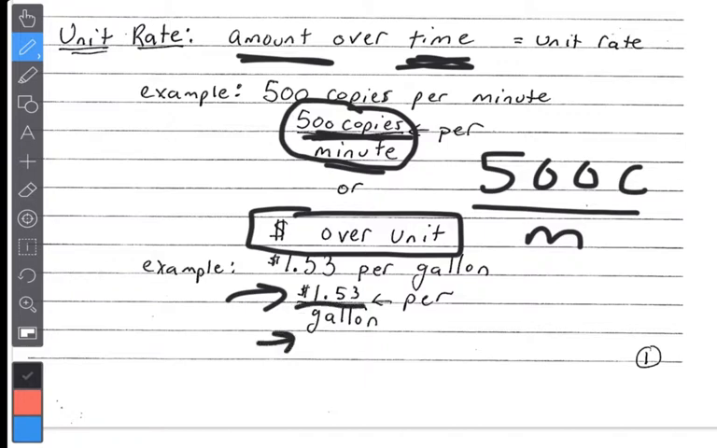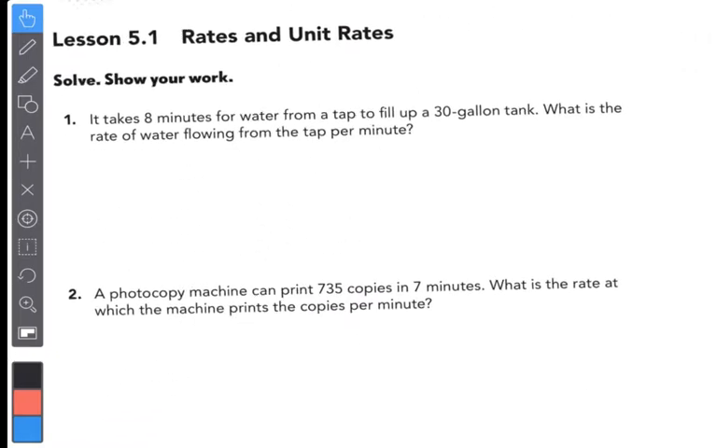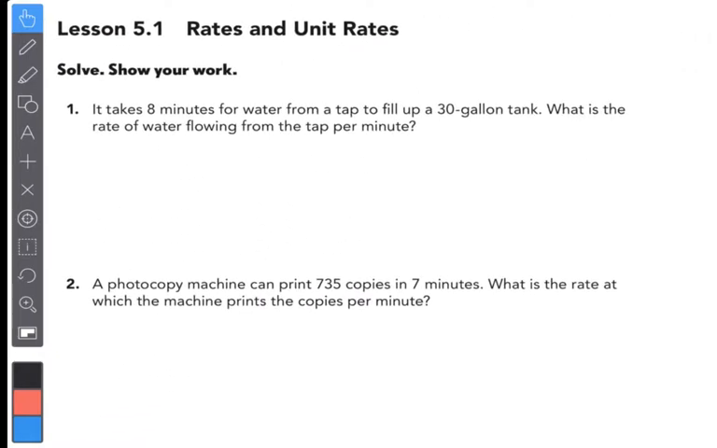Okay, so let's go over some homework. A few things about homework. One thing is that I told you could use a calculator as long as you show your work. So let's look at a couple of these. And remember, you have to line them up correctly. So if you have money on top and you make an equivalent fraction, you have to have money on top with the other fraction. So for example, on this one it says it takes 8 minutes for water from a tap to fill a 30-gallon tank.